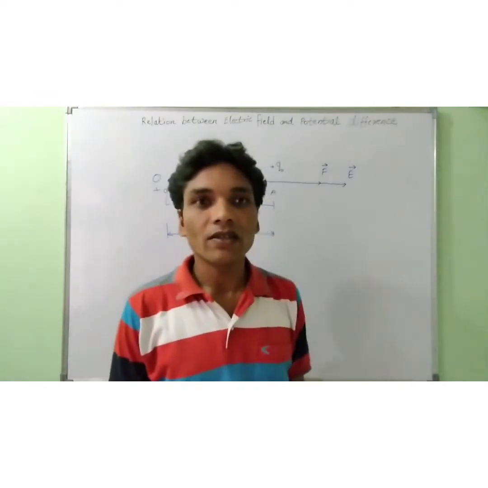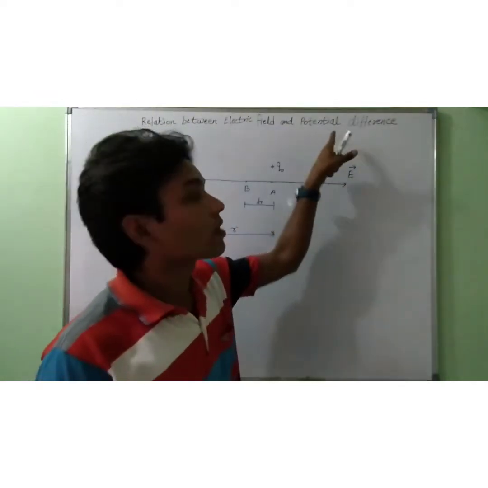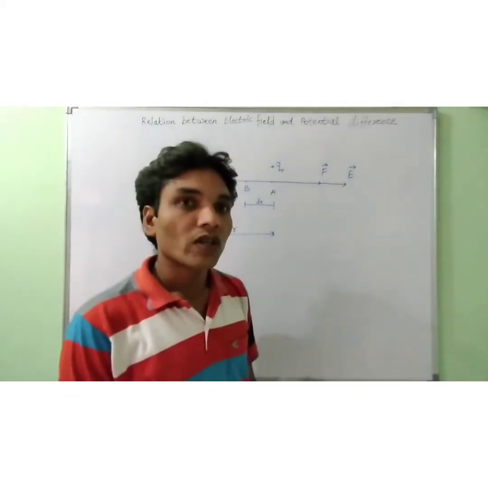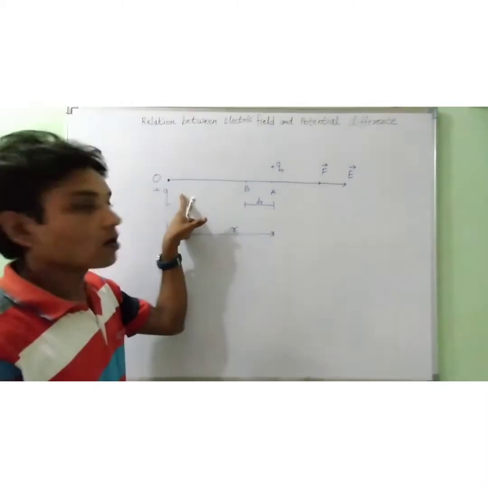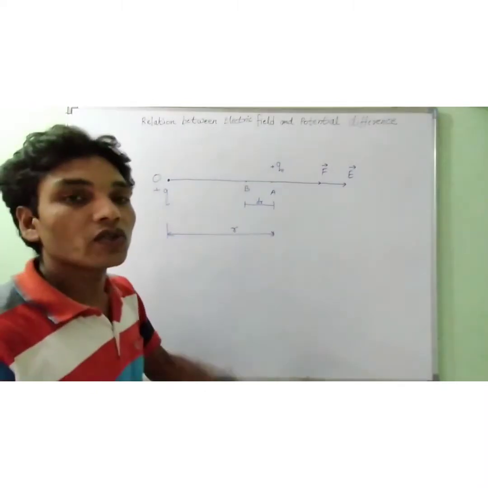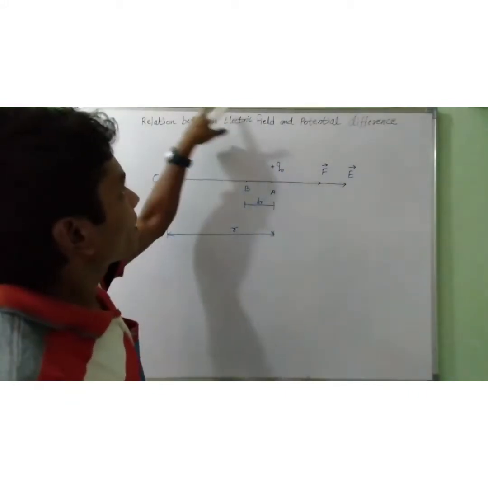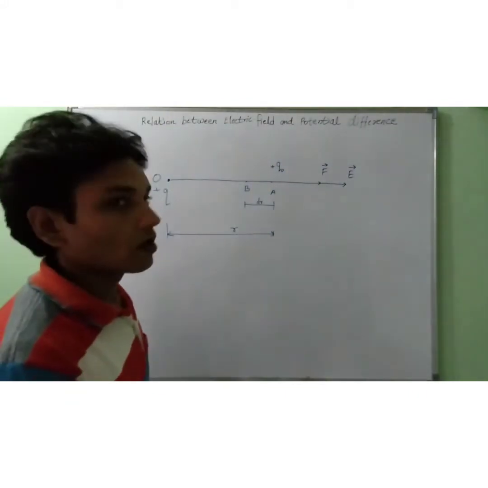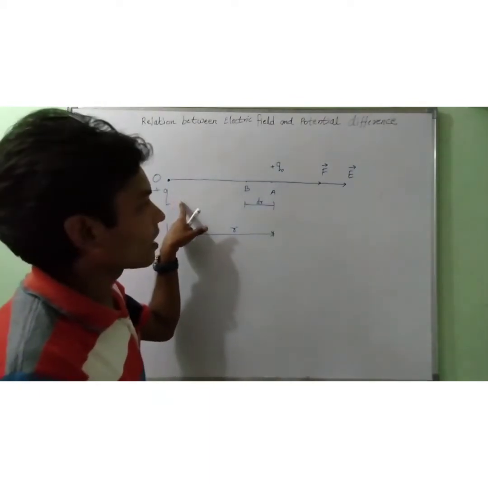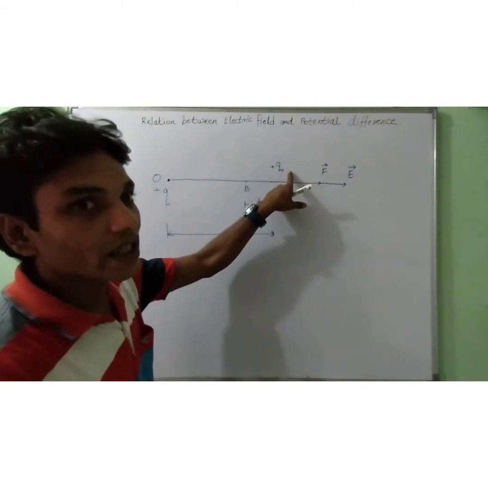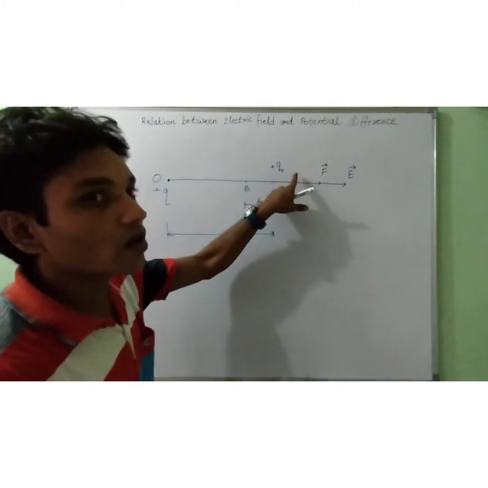Students, we will discuss today the relation between electric field and potential difference. So consider a positive charge placed at point O. This is positive Q charge. Around this positive charge, an electric field will be produced. In this electric field of positive Q charge, a positive test charge Q naught is placed here.